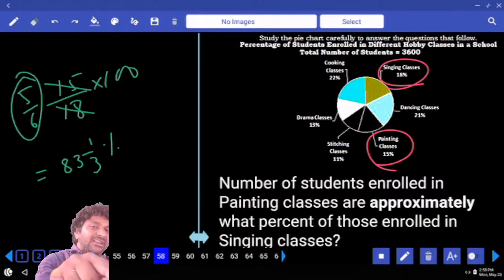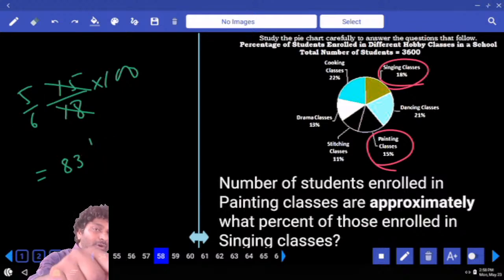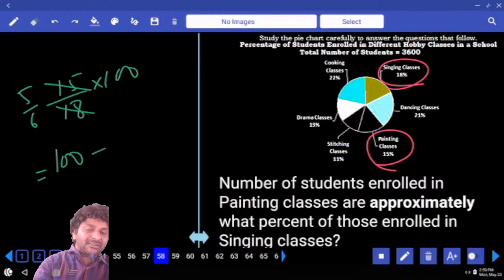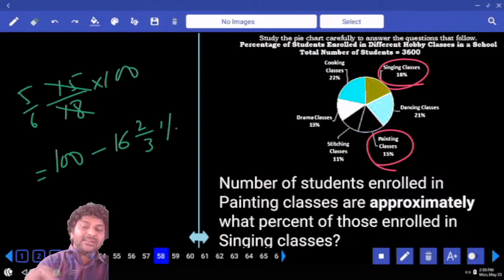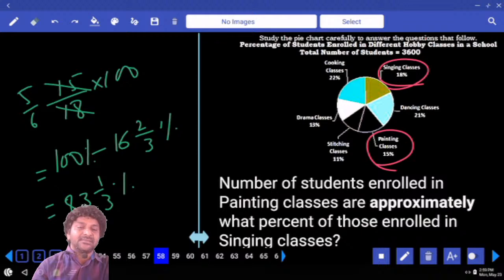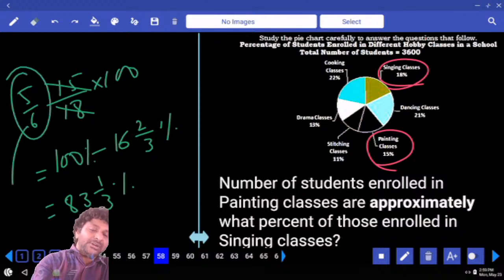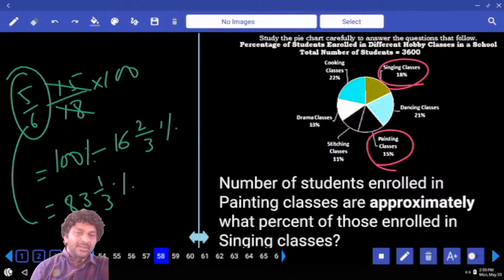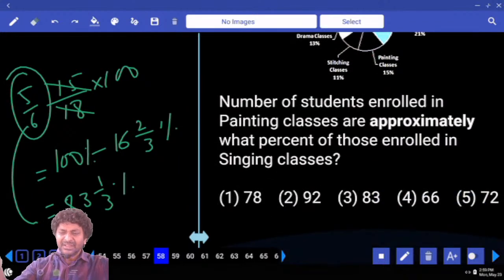5 by 6 fractional value. If you don't know that, can you treat 5 by 6 as 1 minus 1 by 6? 1 in the sense what percent is that? 100%. 1 by 6? 16 2 by 3%. Correct. Now answer is 83 1 by 3%. If you can directly convert into 83 1 by 3, that's okay, good. Otherwise you need to write one more step. But I don't go for direct cancellation.